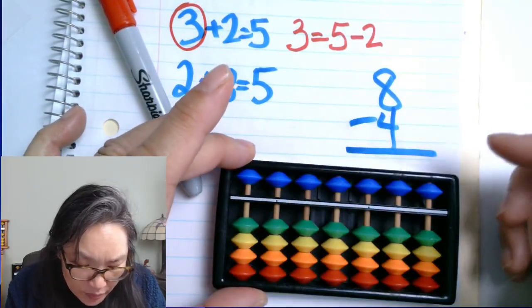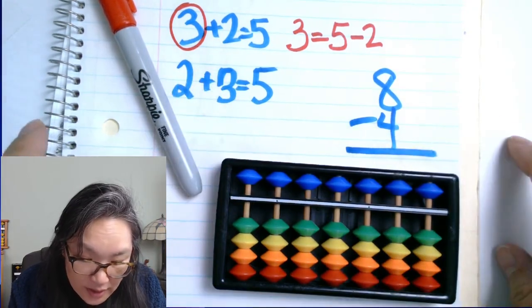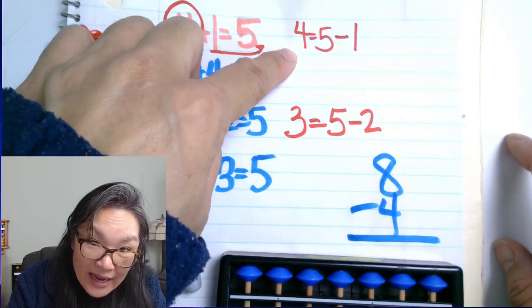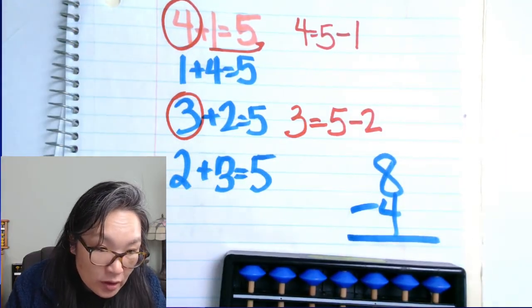Well, remember, we don't memorize our doubles. What we do is we understand our concept. We know how to do a 4. We know how to add a 4. All we got to do is we need to know how to minus a 4.